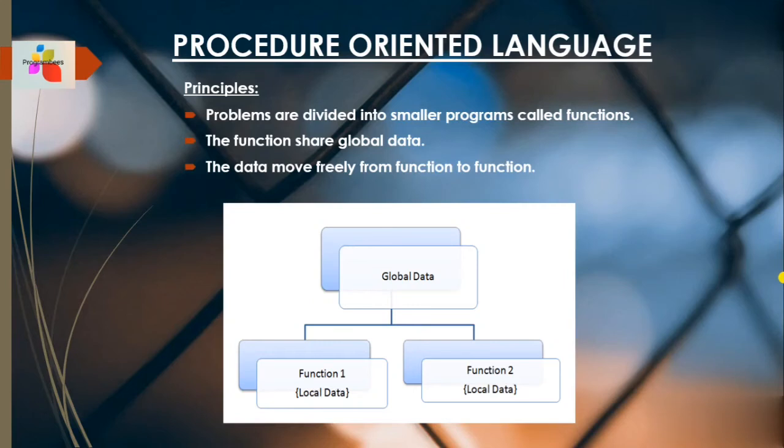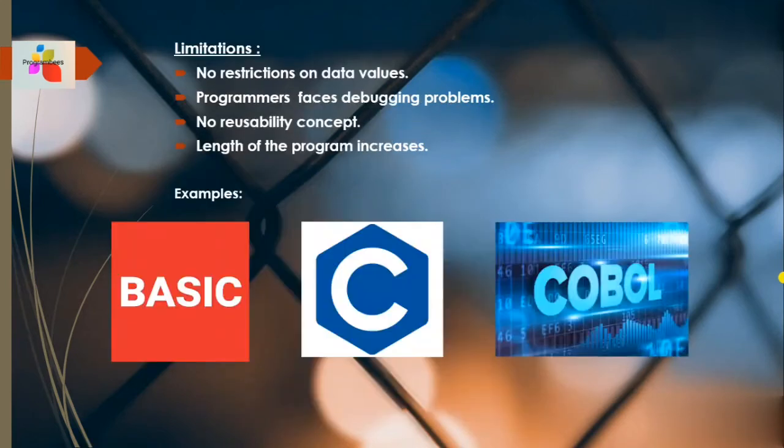Now some limitations are like, because there is no restriction on the data value, the data security becomes less and it can cause debugging problems. Again, there is no reusability of code, so the length of the program becomes very large. The best examples of procedure oriented programming languages are BASIC, C, etc.